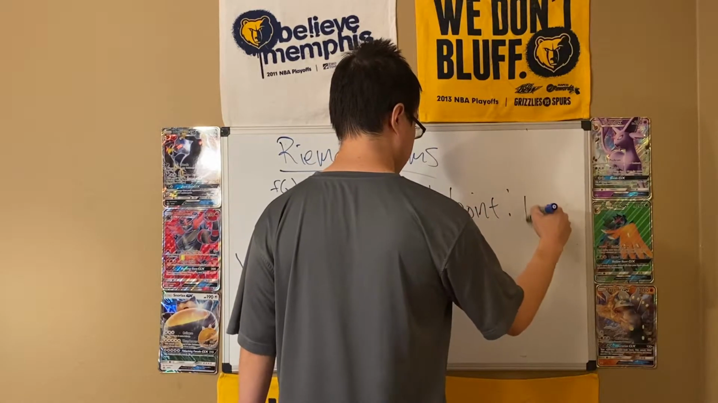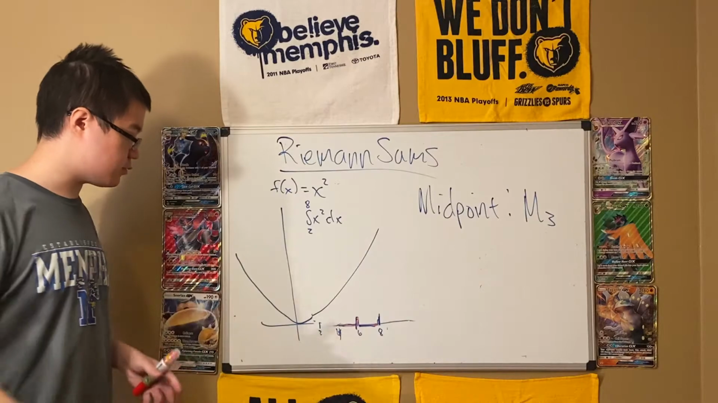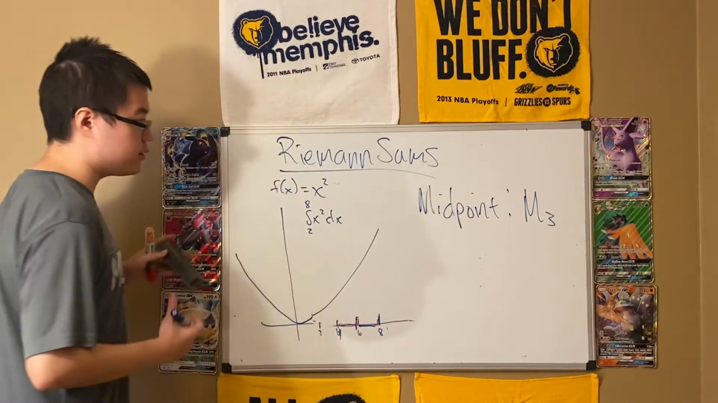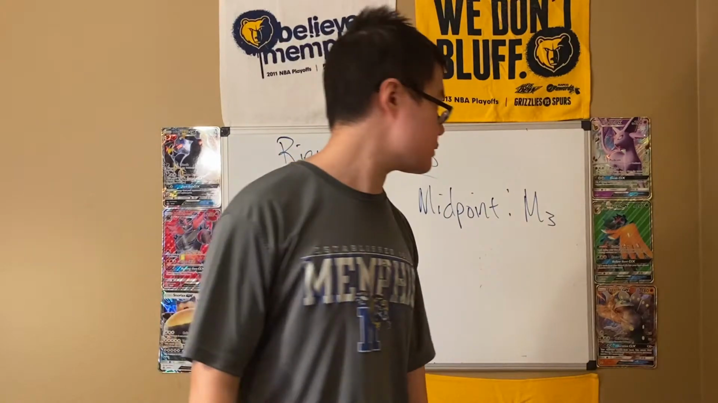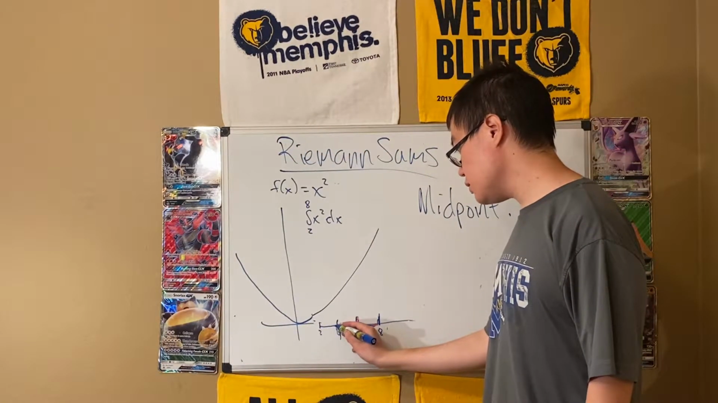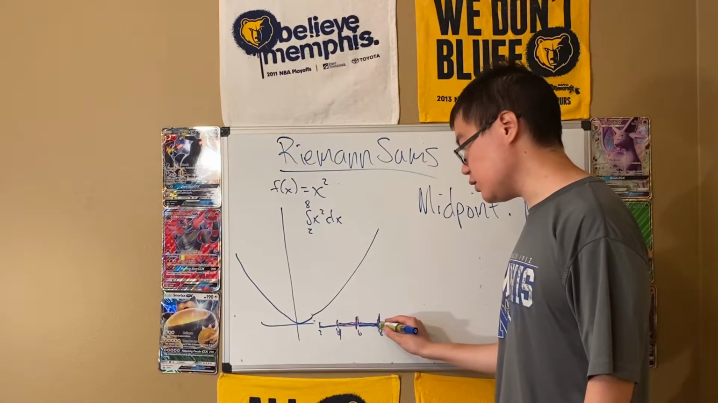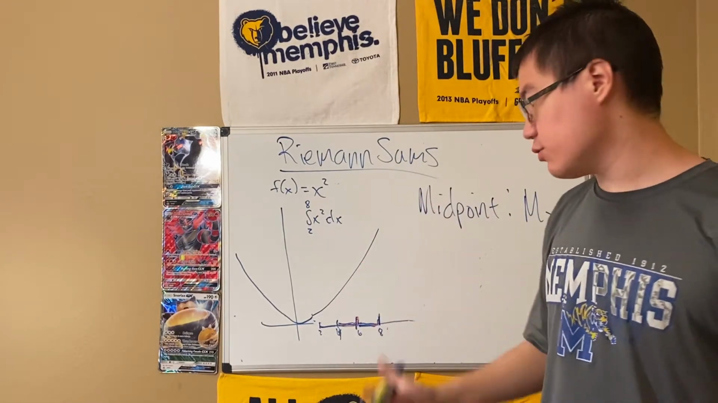So midpoint is going to be M3. Again, we're going to arbitrarily assume that we have 3 rectangles here, 1, 2, 3, and we're going to draw new rectangles. It's the same process. We're just going to plug in a different y value for the heights. So we have 2 and 4, 4 and 6, 6 and 8. Notice that no matter what Riemann sum I'm choosing, the difference in the x's always remains the same.